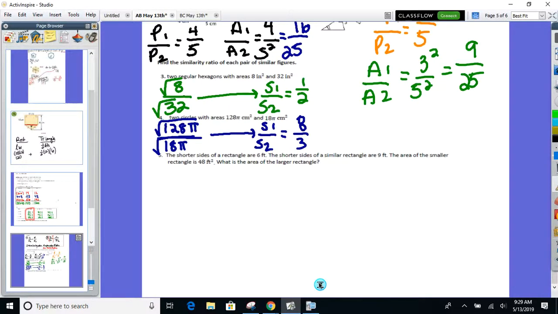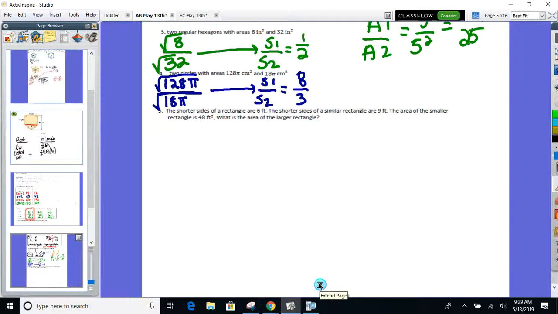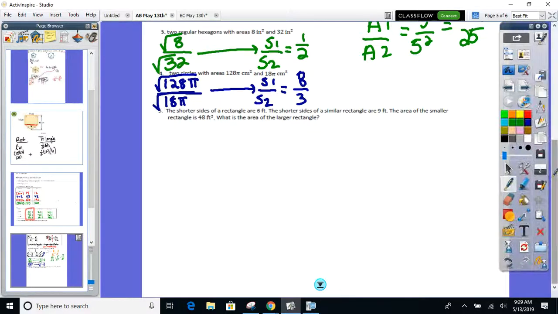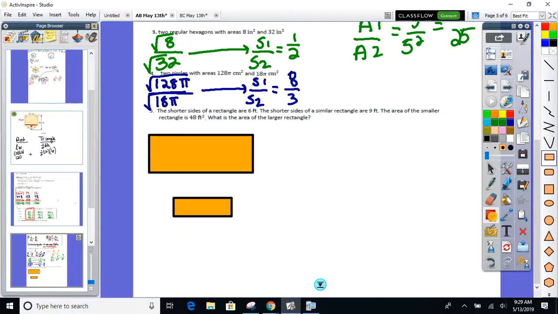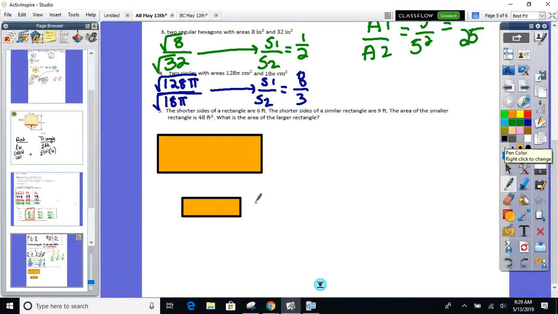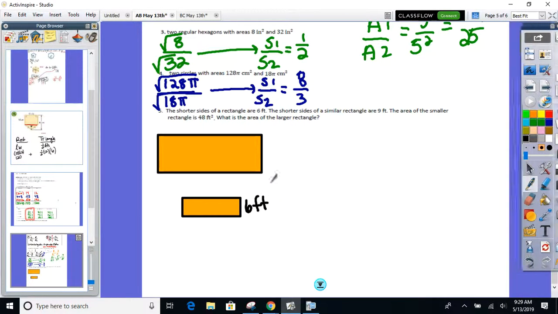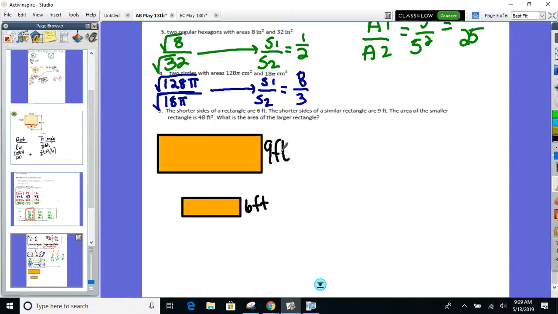All right. Let's wrap this up. The shorter sides of a similar rectangle are 6 feet. I always like the little diagram action, right? I got a bigger rectangle and a tiny rectangle. I got 6 feet on one. I got 9 feet on the other. The area of the smaller one is 48 square feet. What's the area of the big one?